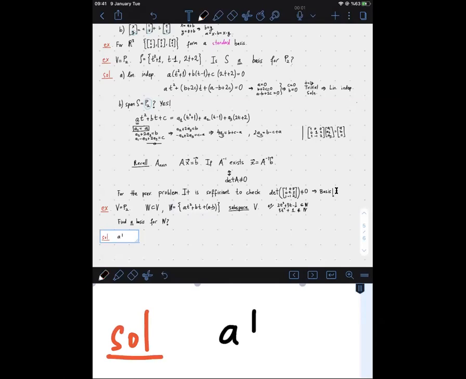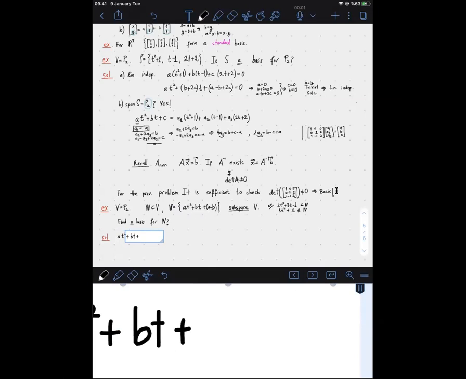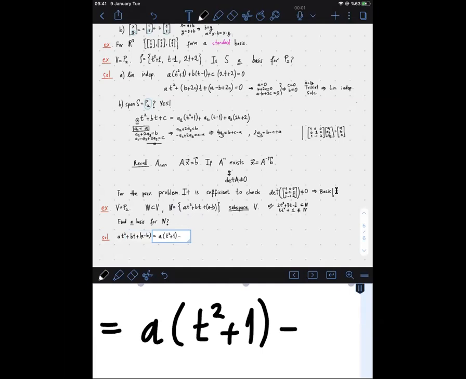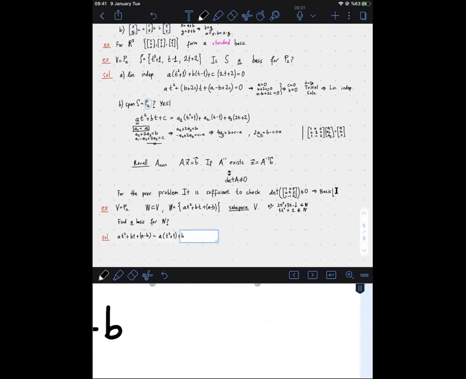So a times t squared. The vectors in this W are of the form at squared plus bt plus a minus b. And if I take a and b out as common factors, what do I get? I get a times t squared plus 1, plus b times what? t minus 1. So what does this tell us? What does this relation tell us?